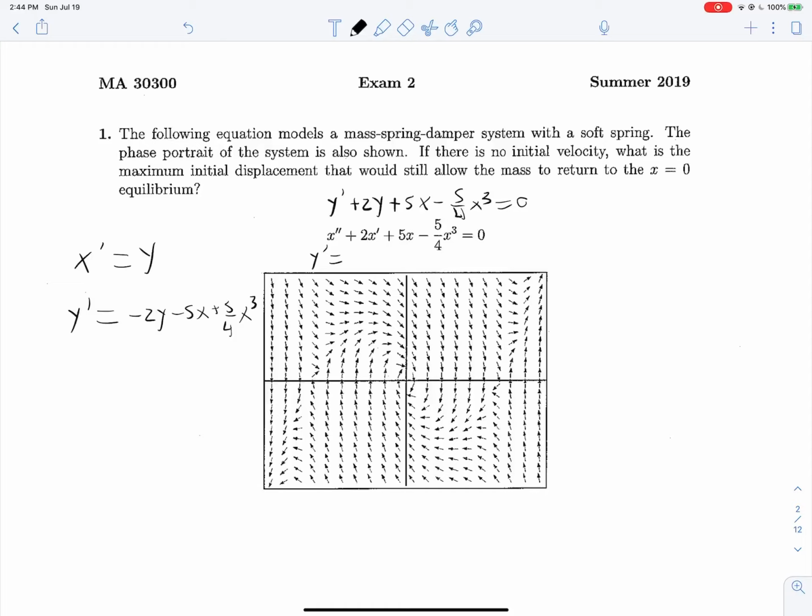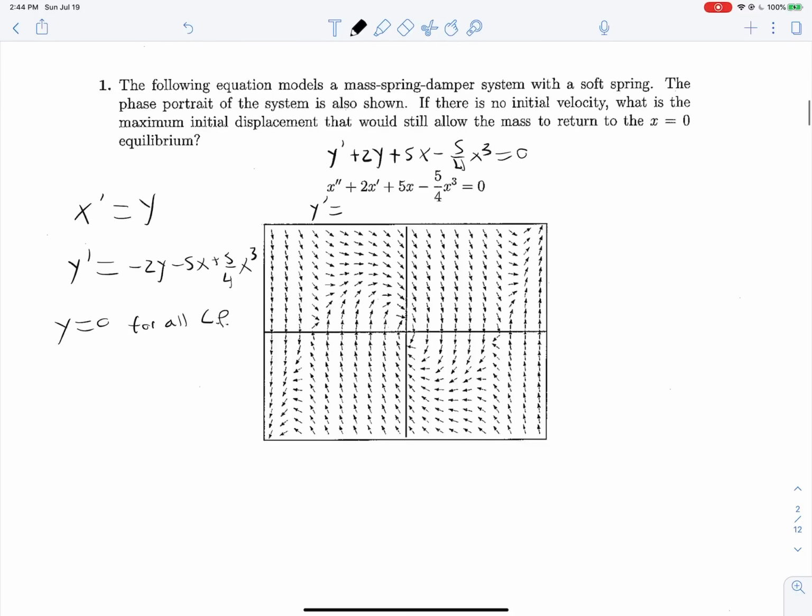Now if we're looking for critical points, since one of our equations is x prime equals y, in order for us to have a critical point, both x prime and y prime have to evaluate to 0, and the only way that happens is if y is equal to 0. So y is equal to 0 for all critical points. Now with that in mind, we can go down to our second equation, set y prime equal to 0, set y equal to 0, and we are left with 0 is equal to negative 5x plus 5/4 x cubed.